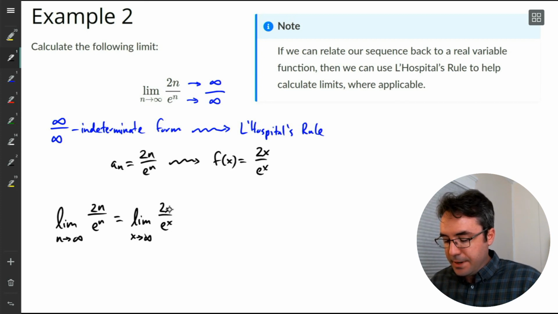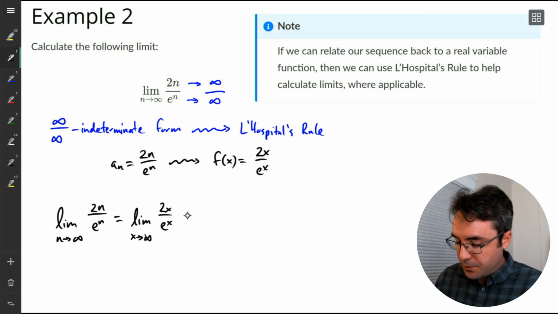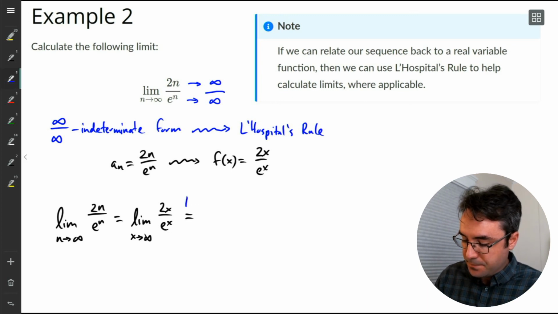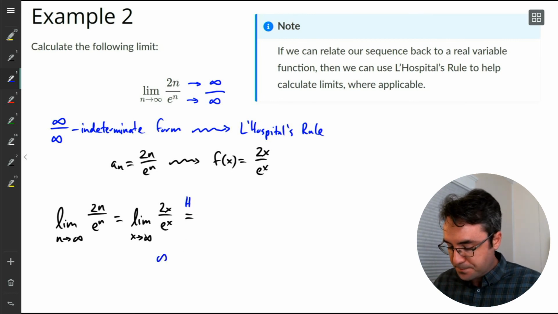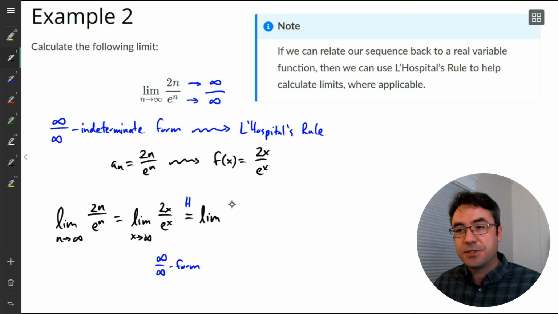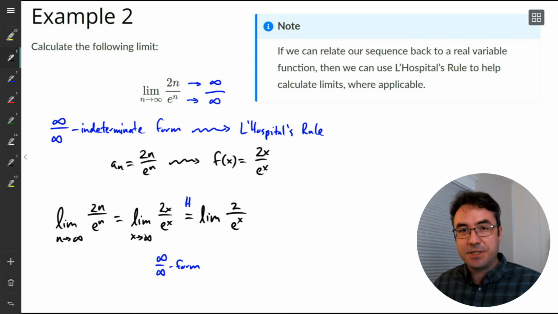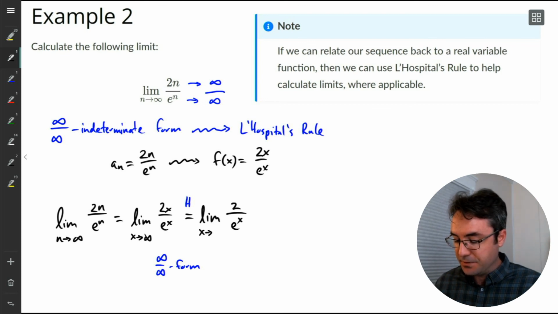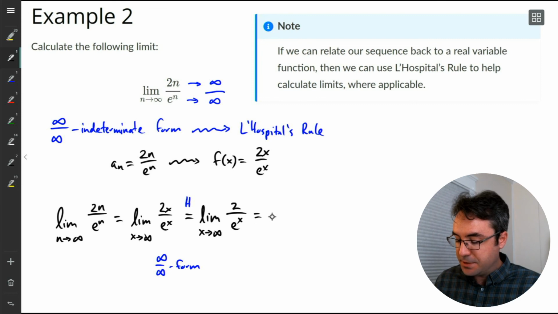All right, so now 2x over e to the x, this is also an infinity over infinity form, so we can use L'Hopital's rule. So we'll put a little h there to indicate that we're using the rule. It's an infinity over infinity form. So what's the derivative of the top function? Well, that's just 2. What's the derivative of e to the x? It's just e to the x, and we're doing the limit as x goes to infinity. And now the limit of 2 over e to the x, this is equal to 0.